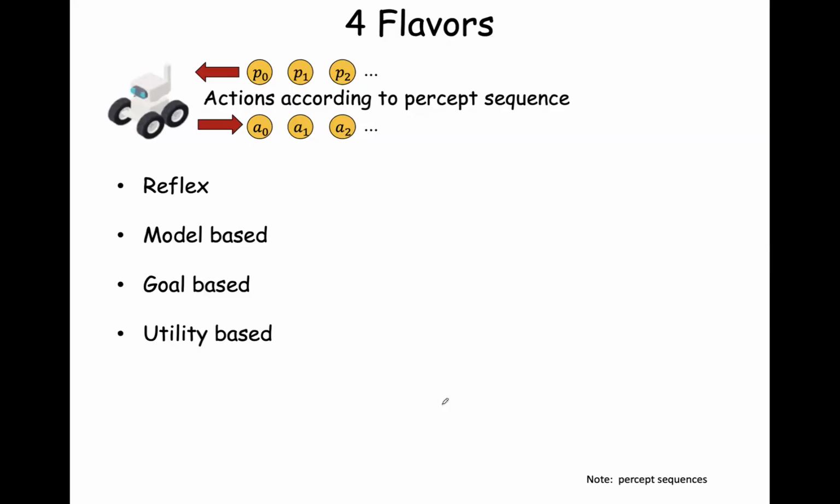Then you have goal-based, and goal-based looks at what is a desirable end state of the environment. What does success look like? In Pac-Man, it means all the capsules are eaten, and all the food is eaten.